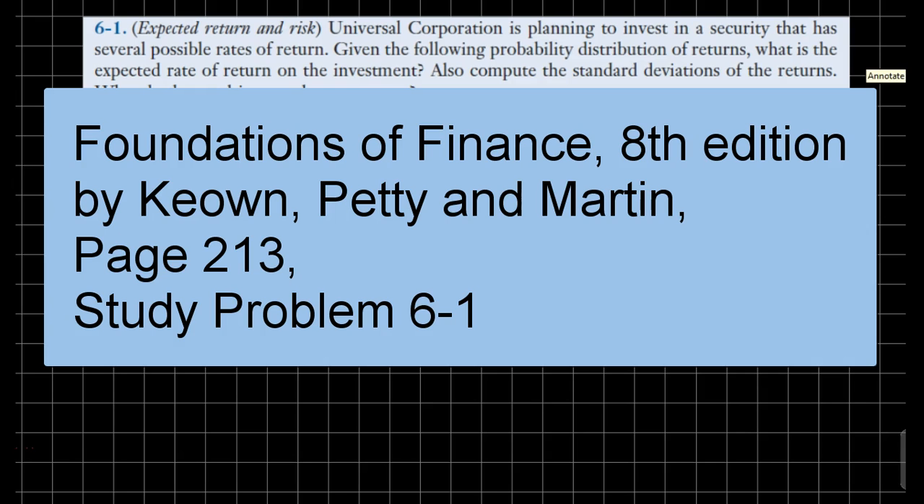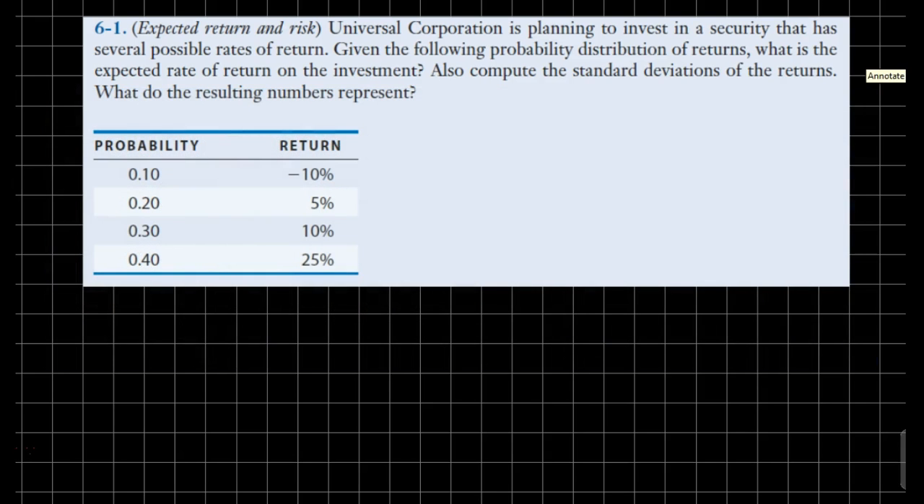We will now go over study problem 6-1 from our textbook. We are given an investment, a security you might say, and with various states of the world. Actually 4 states of the world are provided with different probabilities, and related to each state of the world we have different outcomes or rates of returns.